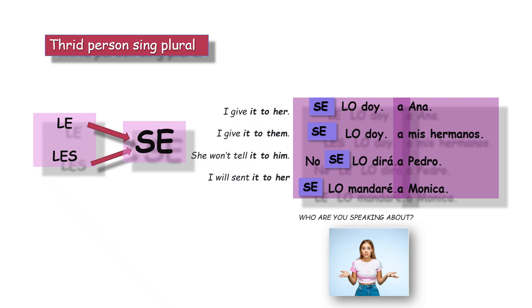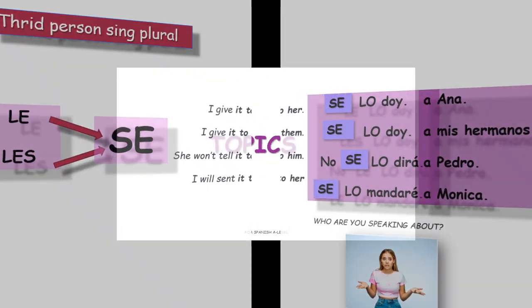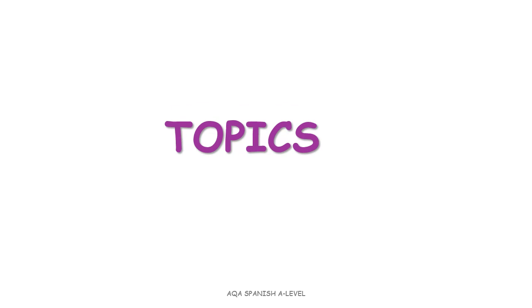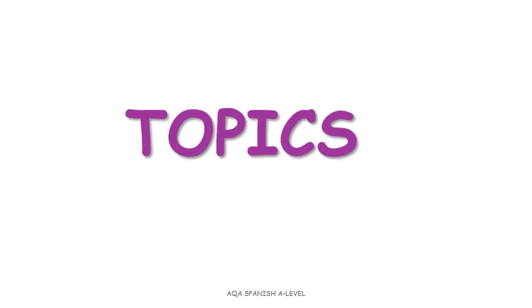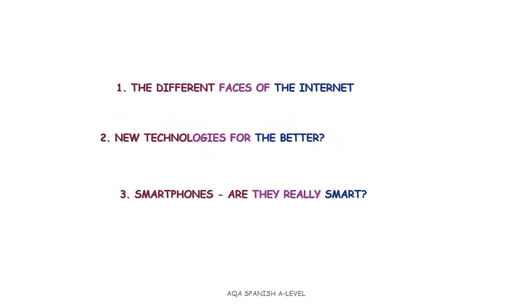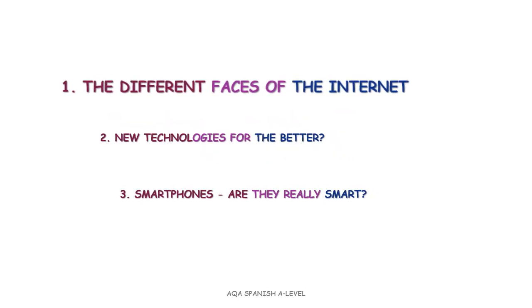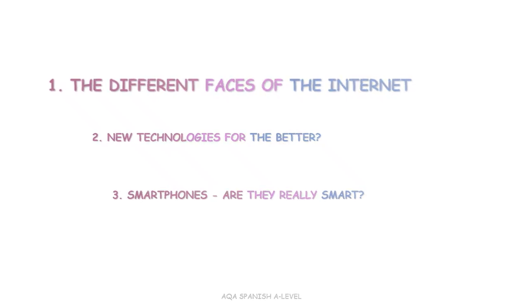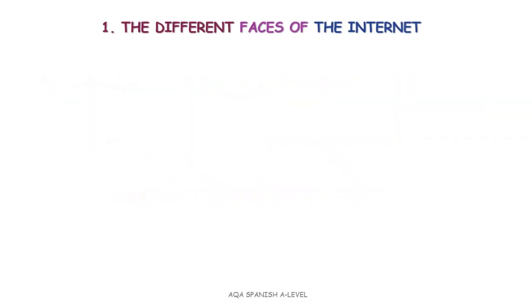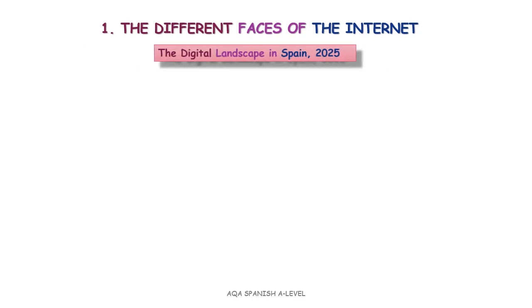And now, enough grammar for today. Let's move on to the topic, "el ciberespacio". It's quite interesting. Wait and see. Let's explore first the different phases of the internet. Let's take a look at how Spain's digital world is evolving in 2025.